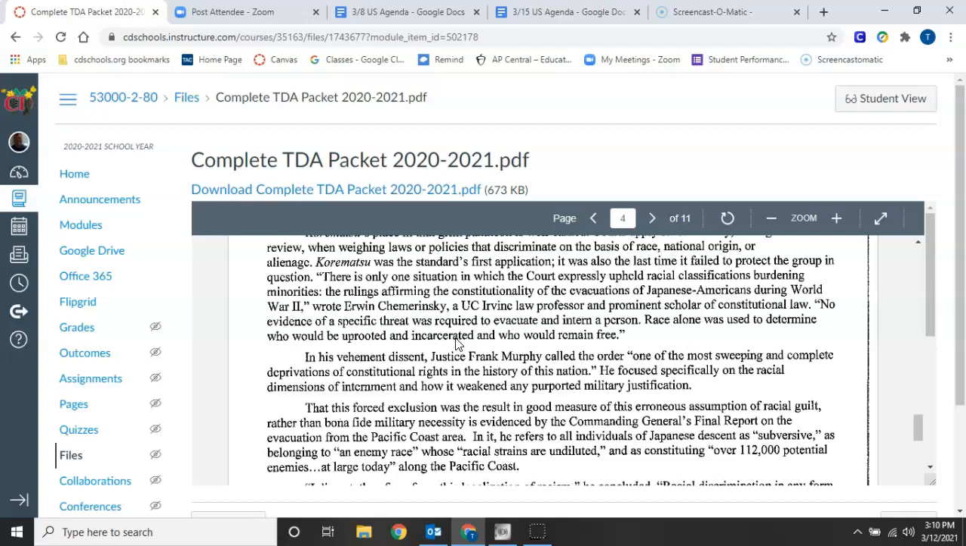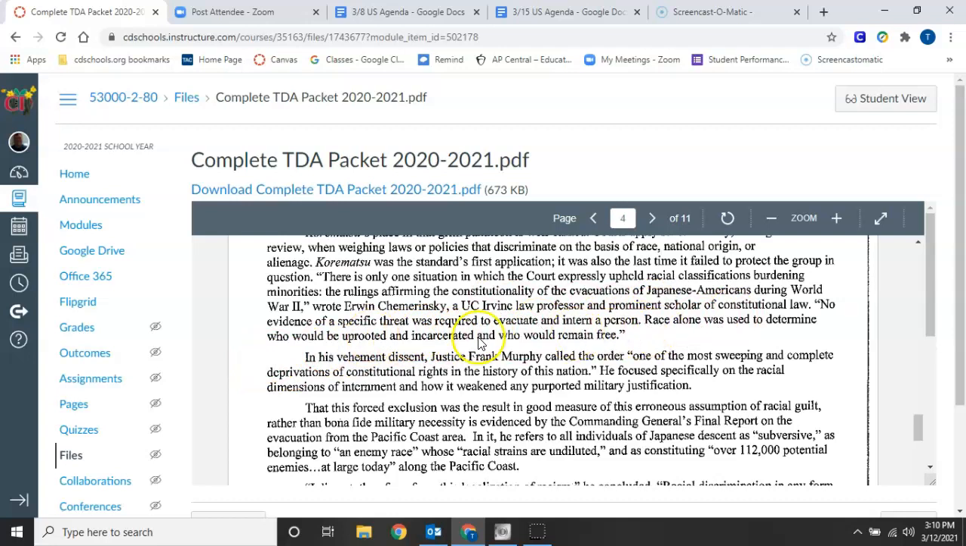In fact, many northern cities and municipalities, as they passed laws, did not set up segregation as such because they didn't have as many people of color living in the North. So this is the first Supreme Court case where race alone was used to determine who would be uprooted and incarcerated, and who would remain free.